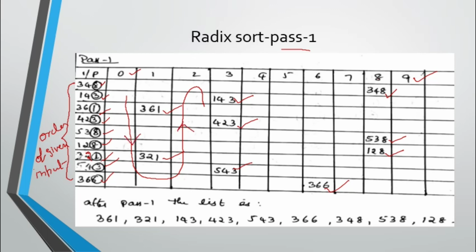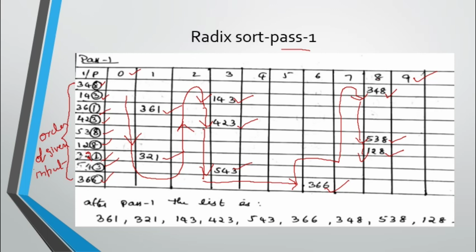For your reference I'll just draw the arrow. Yes, 143. Then write 423. Then write 543. Yes, here numbers are over. For 4 and 5 you don't have any number. 6 you have only one number, 366. So write that. Then directly go to 7. You don't have any number. Go to the top of 8. That is nothing but 348. Then 538. Then 128. So you're done with all the numbers.